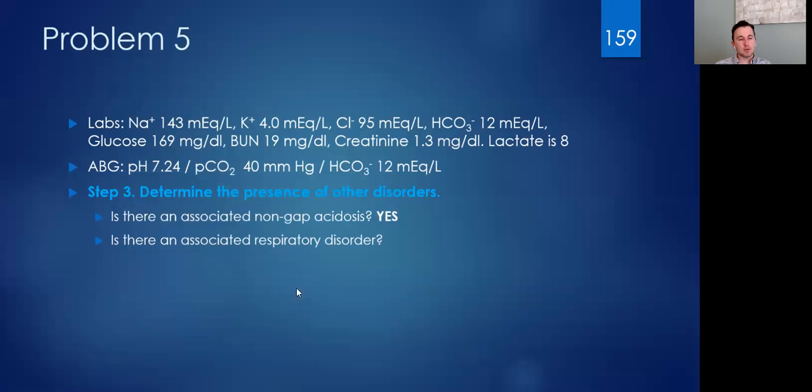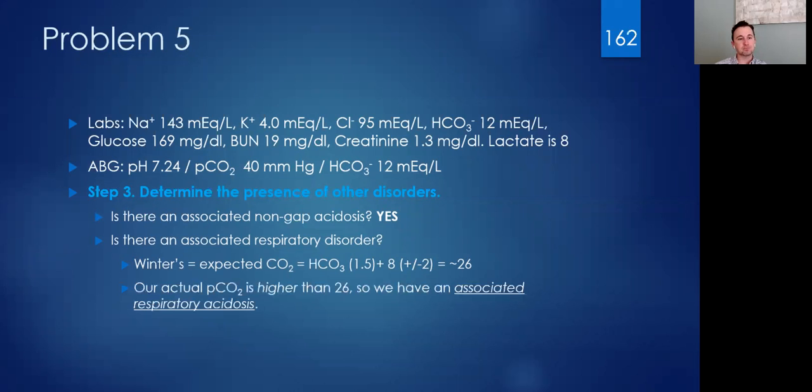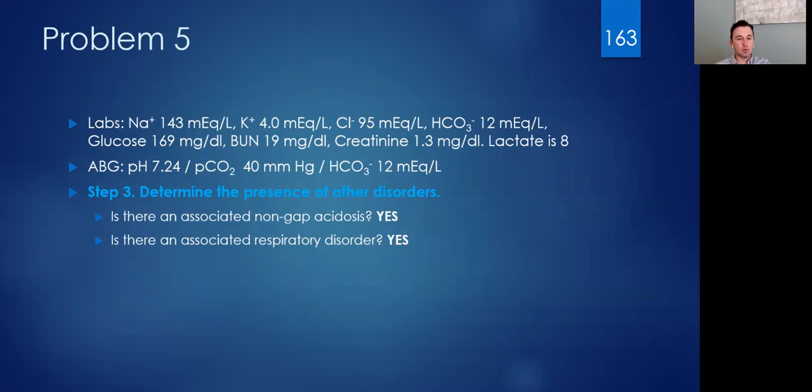Okay, so we determined there is an associated metabolic alkalosis, but we've got to see, is there an associated respiratory disorder? So we do that by our Winter's formula. If we plug our numbers in, we get an expected CO2 of 26, but our CO2 is 40, which would initially seem normal if you just glance at it. But what this tells us is that our actual CO2 is higher than what we would expect just based off the bicarb level. So that tells us we have an associated respiratory acidosis as well. So we've got multiple associated disorders.